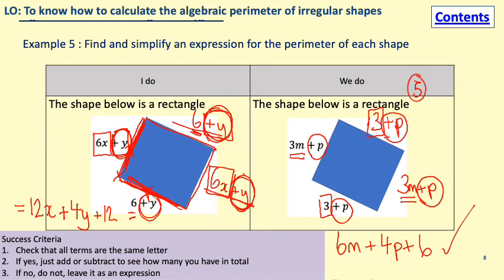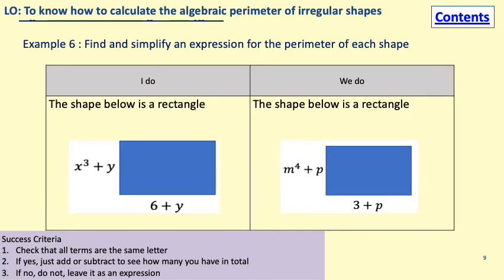Give yourselves the mark if you got that one correct. So one more to do now, guys. So again, very similar, except now we have these powers introduced. So if this side here is x cubed, or x to the power of 3 plus y, then the same, the other side is going to be x cubed plus y. And same again, the top must also be 6 plus y if the bottom is 6 plus y.